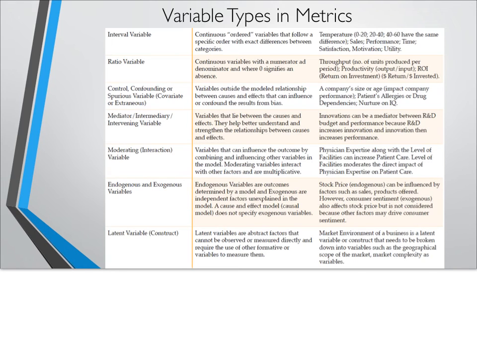Then, of course, you've got control variables, confounding variables, or spurious variables, which are also known as covariates or extraneous variables, which are nothing but variables outside the relationship between the cause and effect that can influence or confound the results from a certain bias. For example, you might be looking at a company's size or age might even impact a company's performance, even though you might look at, all right, let's look at the particular operational investments we put in and see how that operational investment affected the company's performance.